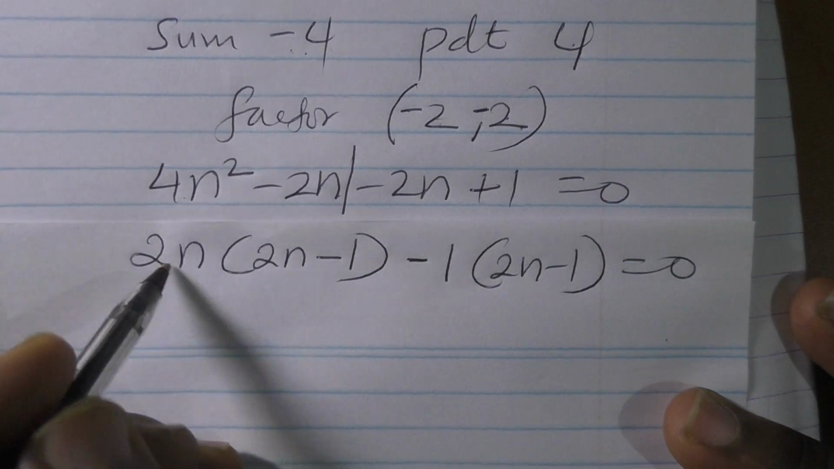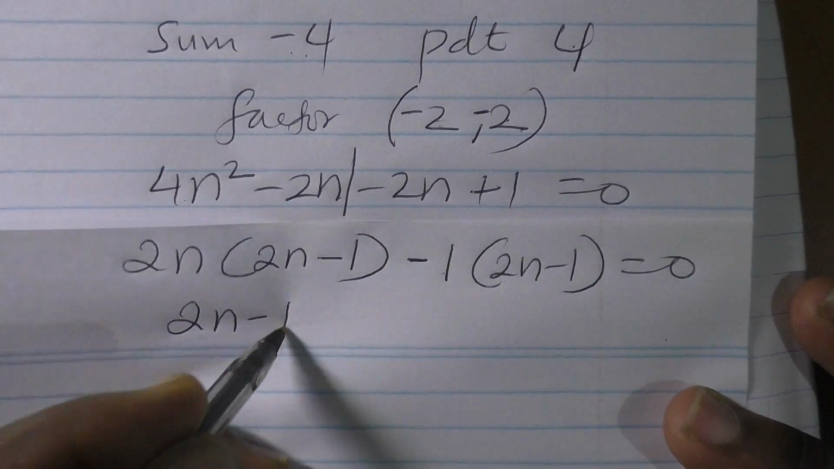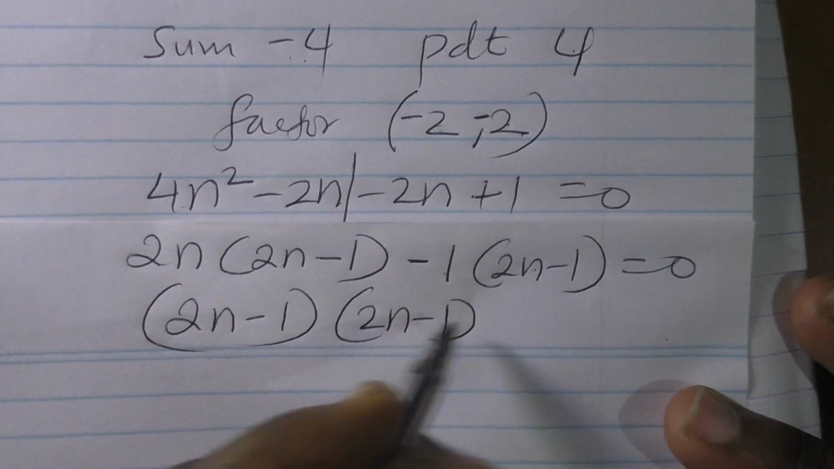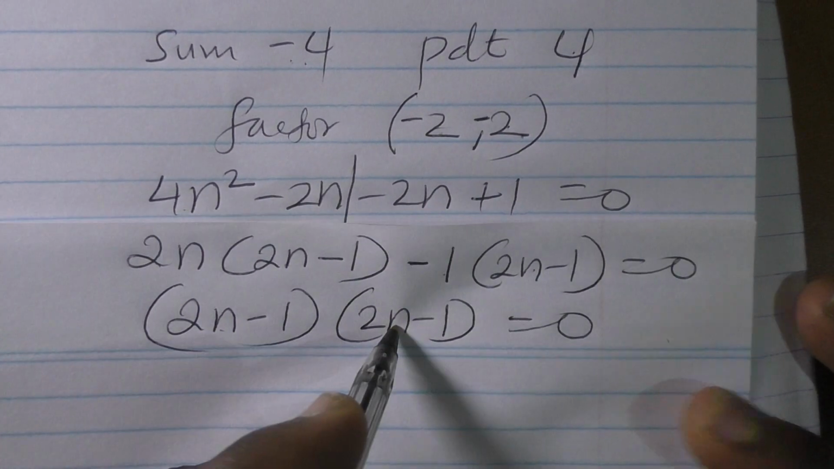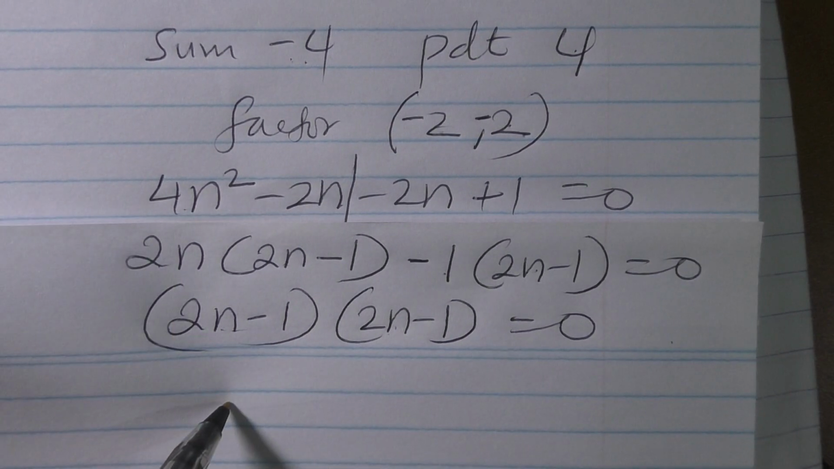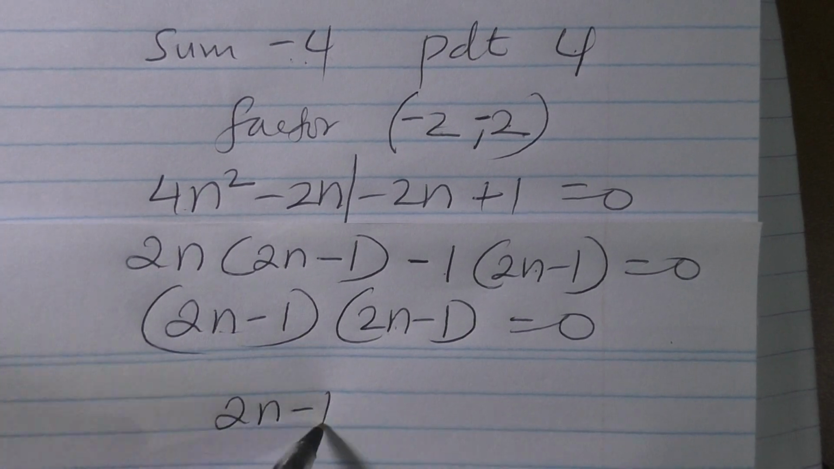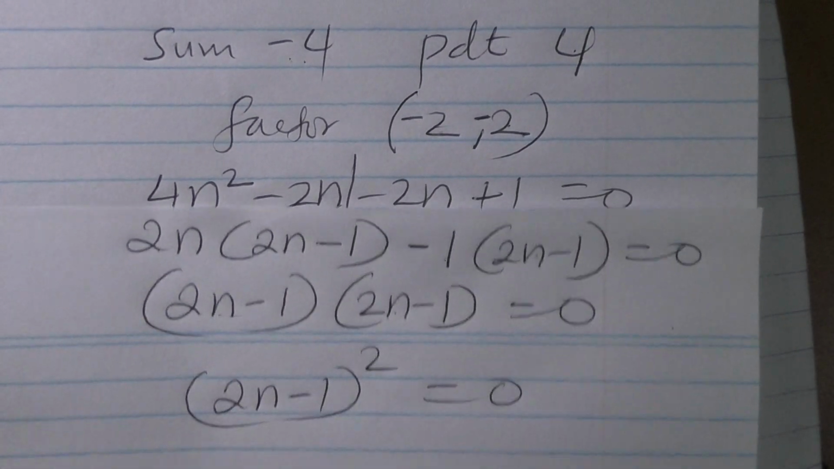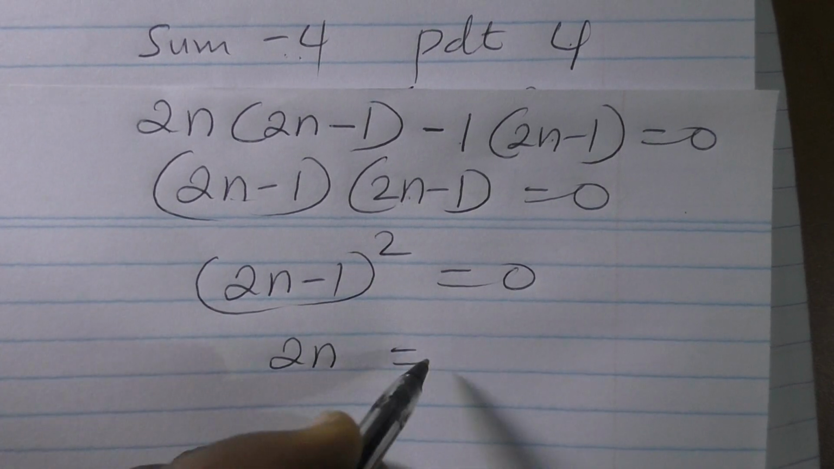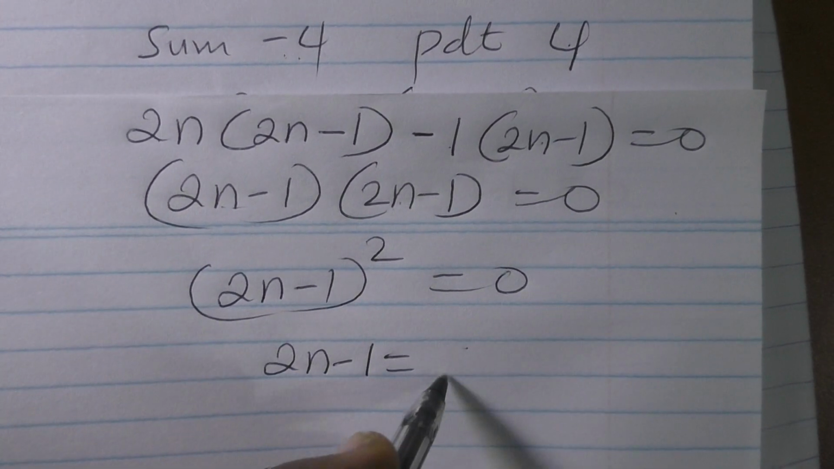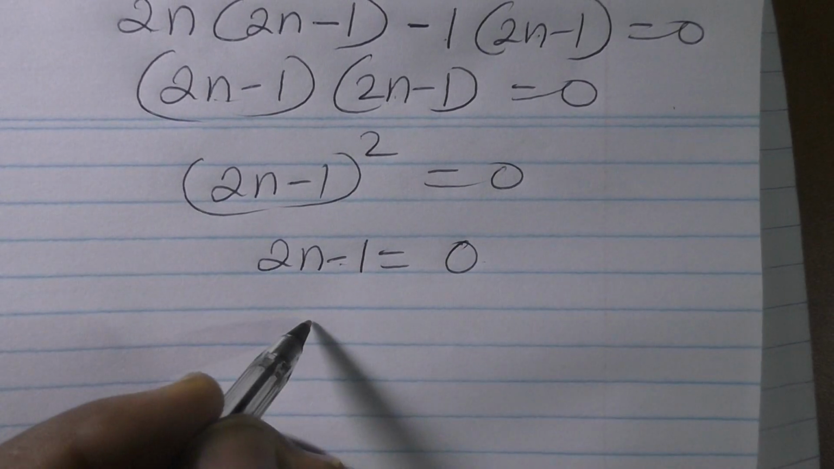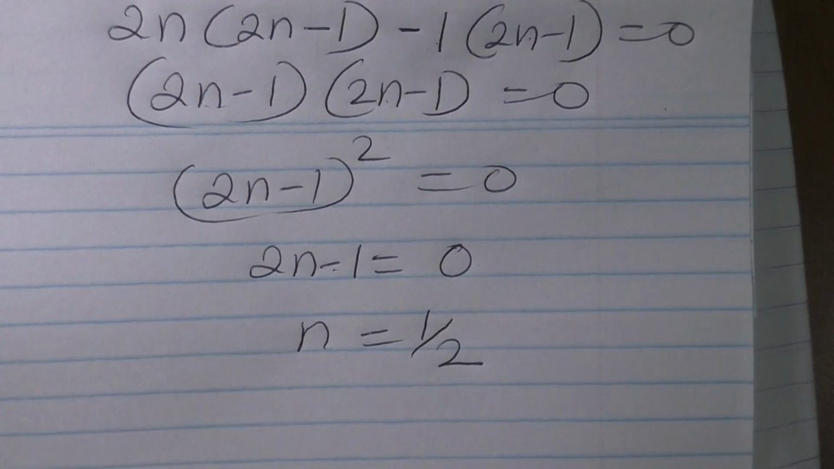So that we bring these common factors in the same bracket and we consider one of the two, so they are similar brackets, so we can even multiply them to get 2n minus 1 squared equals 0. We get the square root. Square root of 0 is 0, so it gives us 2n minus 1 equaling 0. And therefore we take this one, we get n as a half.